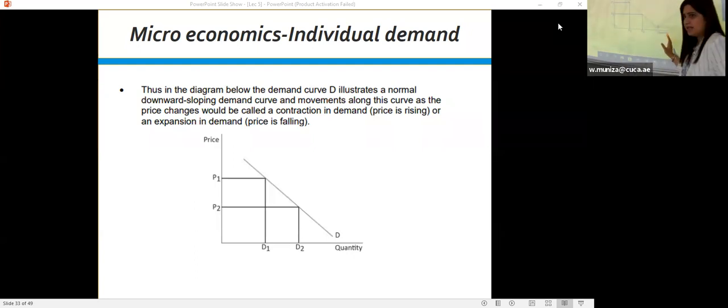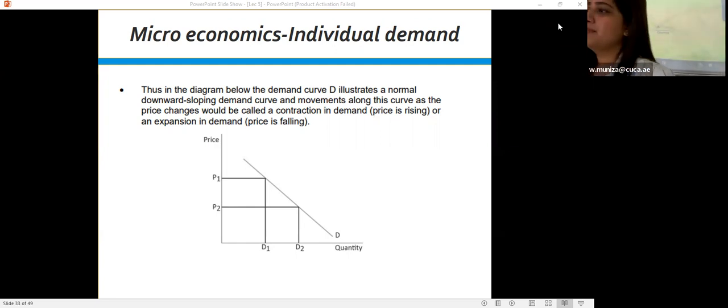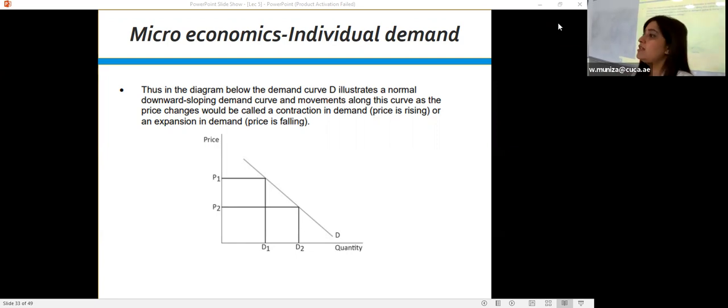Zain. Is everyone clear? So the contraction and expansion in demand is because of the change in prices, but we are going to assume that the other conditions of the demand are held constant. Since there are so many factors which affect the demand of goods or services, when we are discussing the concept of contraction and expansion, we have to assume that all the other conditions of the demand are constant.